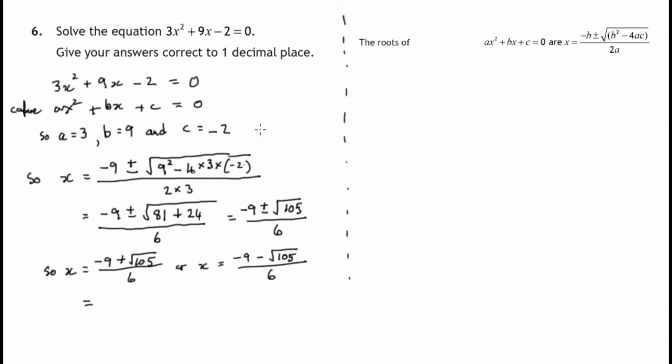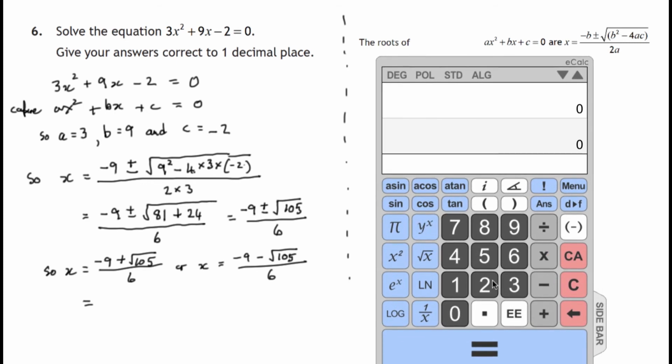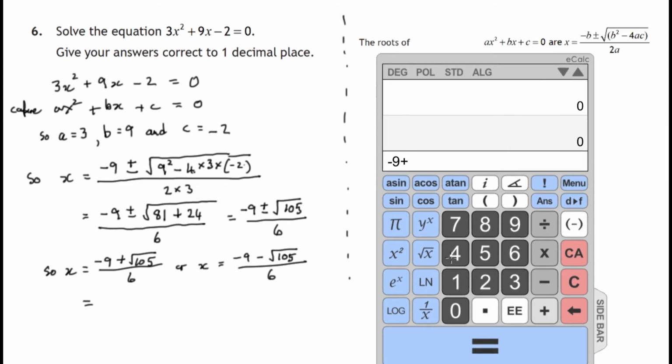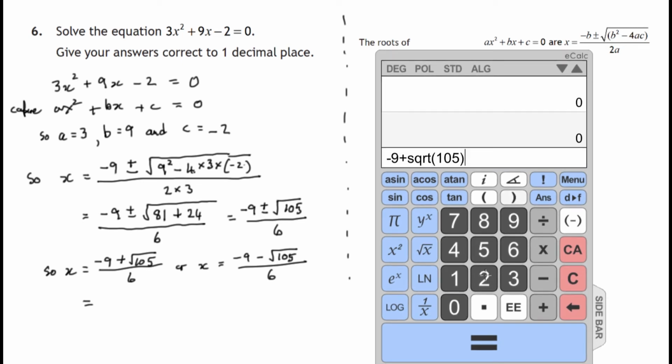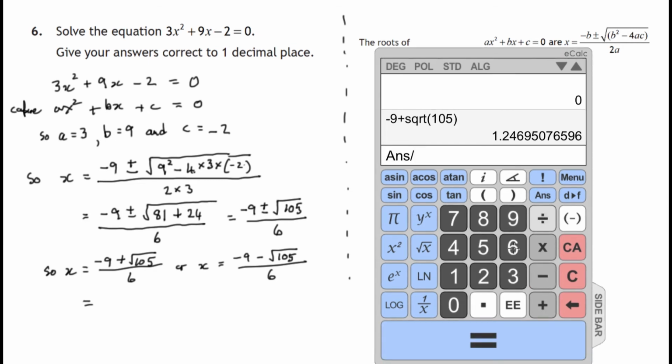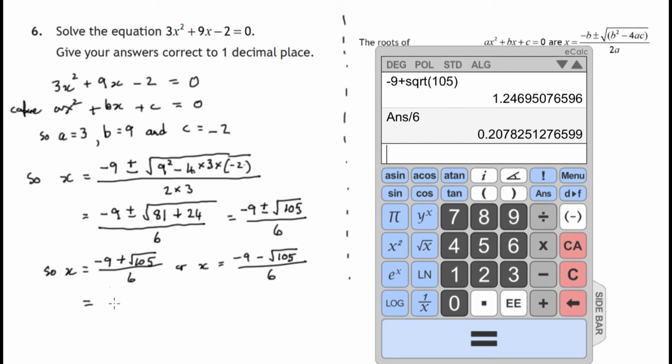Now remember, answers are to one decimal place, so let's get our calculator and forge ahead with it. So the first one, negative 9. So there's negative 9, and we're going to add the square root of 105. So that comes to 1.2469. We divide that by 6. And we get 0.2078 and so on.